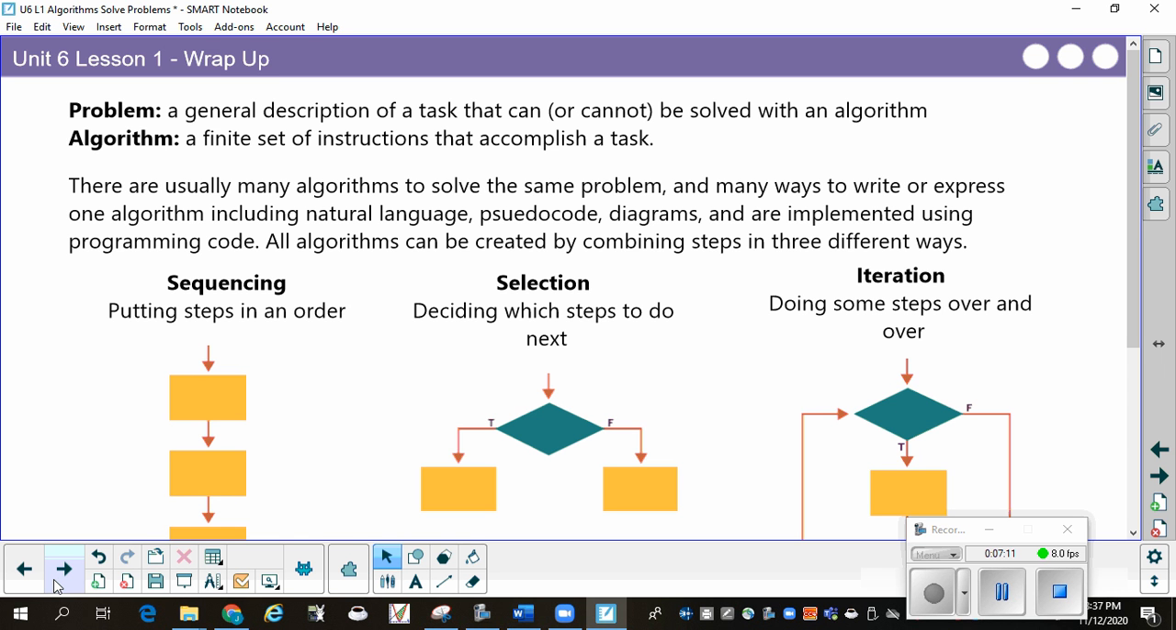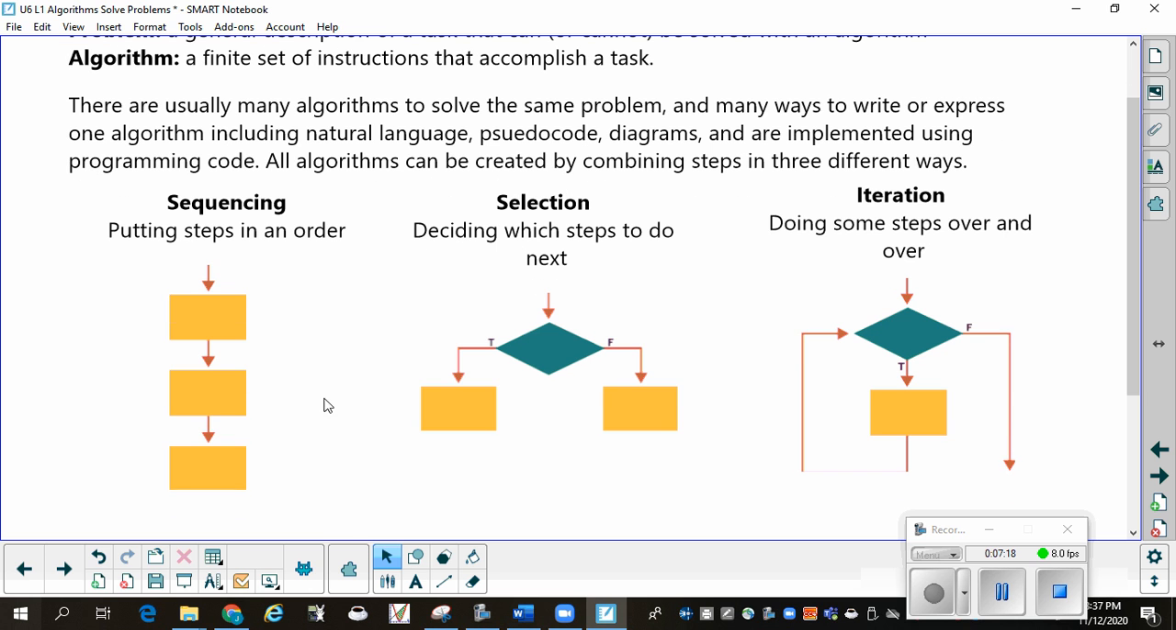All algorithms can be created by combining steps in 3 different ways. Sequencing, that's where you put one step in front of the other. Step 1, step 2, step 3. There's selection. You decide which step to do next based on some condition. If the condition is true, you do one step. If it's false, you do the other step.